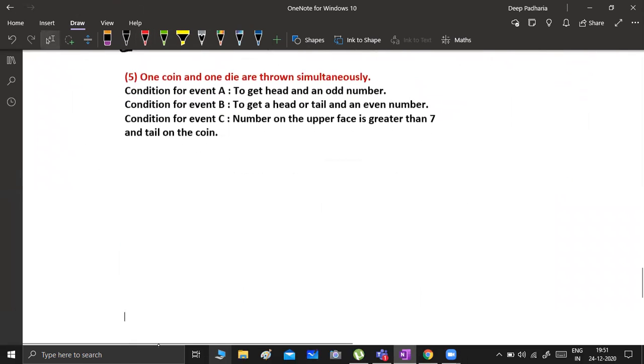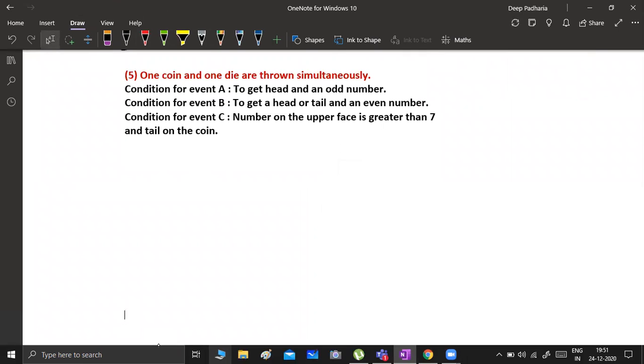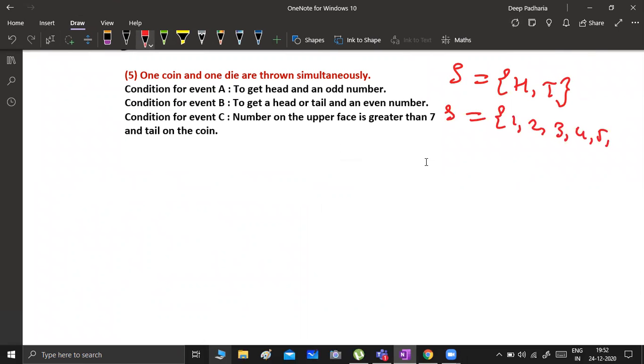Here, one coin and one die are thrown simultaneously. So, what will be the sample space? Very first question. जब एक कॉइन एंड एक डाई को साइमल्टेनियसली थ्रो करते हैं तो सैंपल स्पेस क्या आएगा? पहले ही मैंने बोला था कि अगर हम लोग कॉइन थ्रो करते हैं तो इट वुड बी H, T एंड एक डाई थ्रो करते हैं तो इट वुड बी 1 2 3 4 5 6.